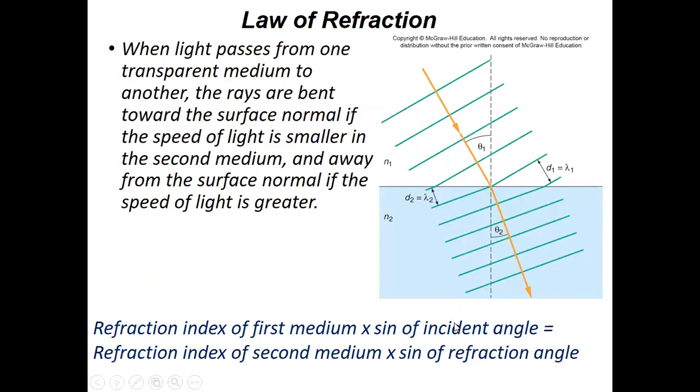Well, as you know, the refraction of light also follows a rule, right? That's Snell's law. So when the light passes from one transparent material to the other, the rays are bent toward the surface normal if the speed of light is smaller in the second medium, and away from the surface normal if the speed of light is greater, right?